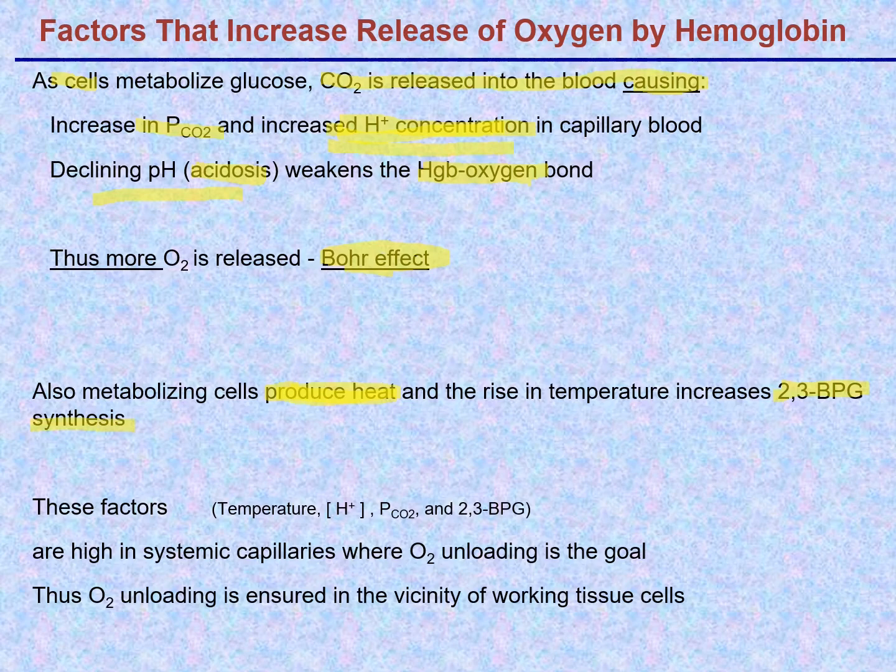So all of these factors, temperature, hydrogen ion concentration, PCO2, and 2,3-BPG, in fact, are higher in the systemic capillaries, where O2 unloading is the goal after all. And so O2 unloading is ensured in the vicinity of tissue cells that are metabolically active and working.